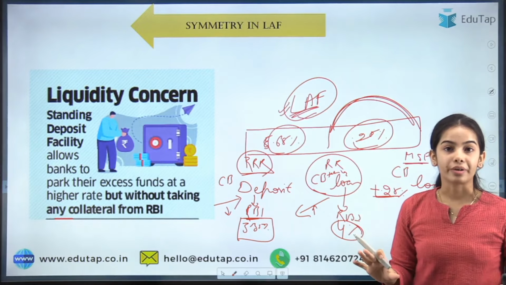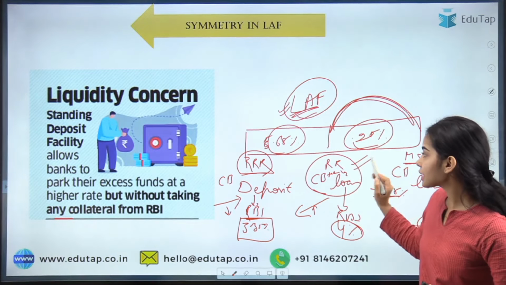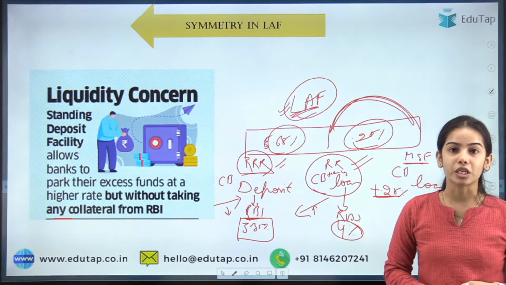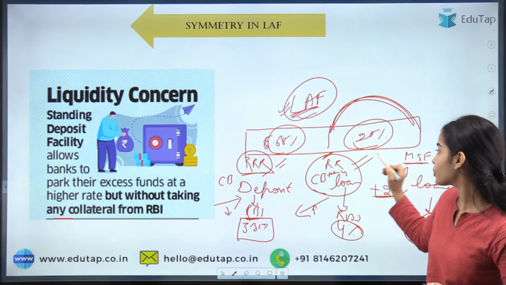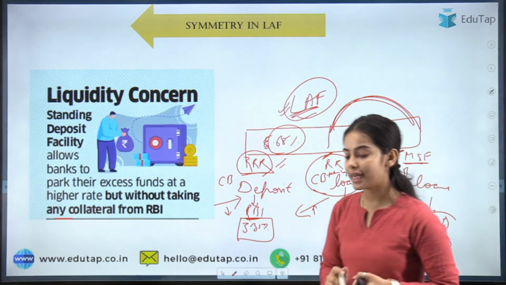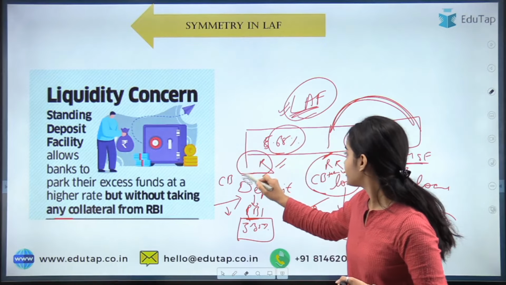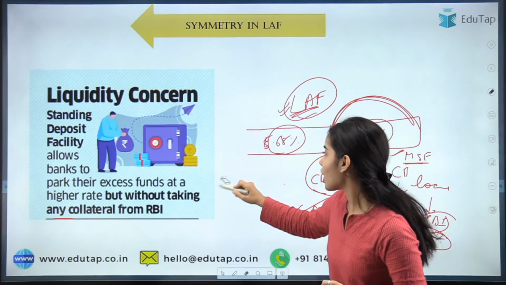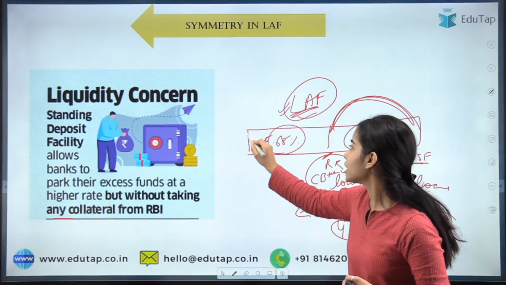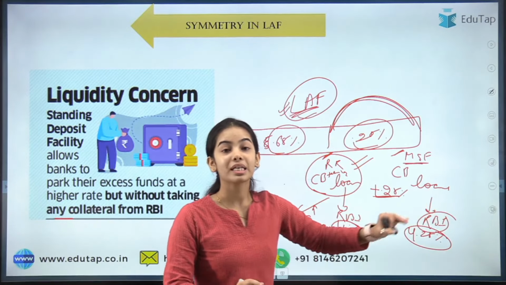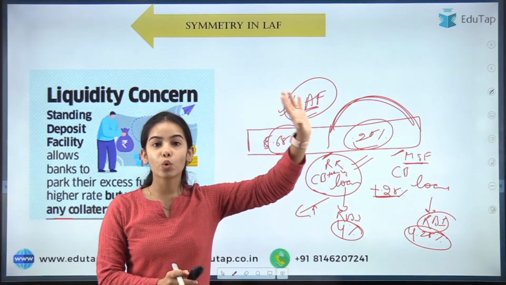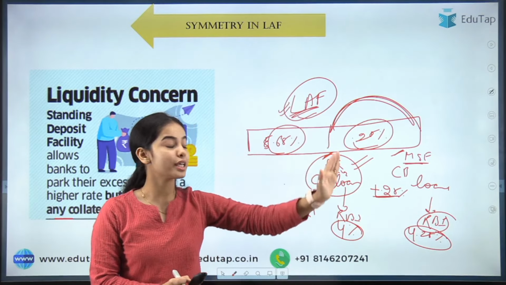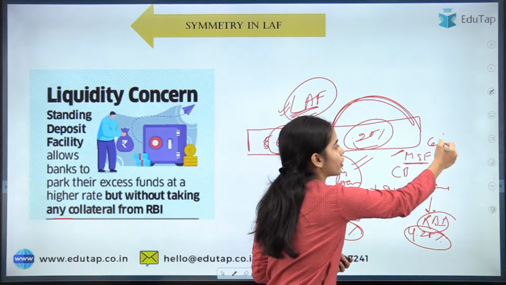So this has no symmetry. We do not know how the reverse repo rate will change if the repo rate is increasing. At least there is a relation between the repo rate and the MSF. That's why the SDF was introduced. So here we are introducing the SDF. Now, which is the ceiling of this LAF? The MSF, because the MSF will be the highest. The loan that is given in an emergency situation is the ceiling of the LAF corridor.